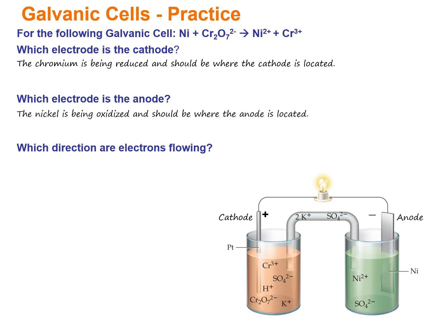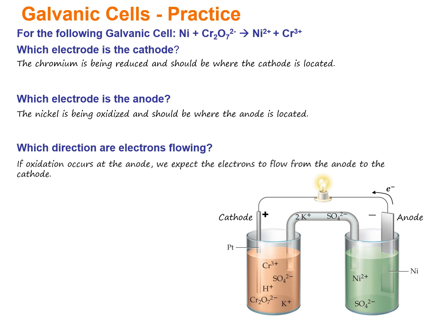The anode, that is going to be where we have oxidation occurring, and the nickel we see is losing 2 electrons, so we know that's where the electrons are leaving. And if we said which direction the electrons are flowing, they're flowing from the anode to the cathode. And so we always expect that in a galvanic cell. Remember, the current is actually going the opposite direction of the electron flow we're showing.